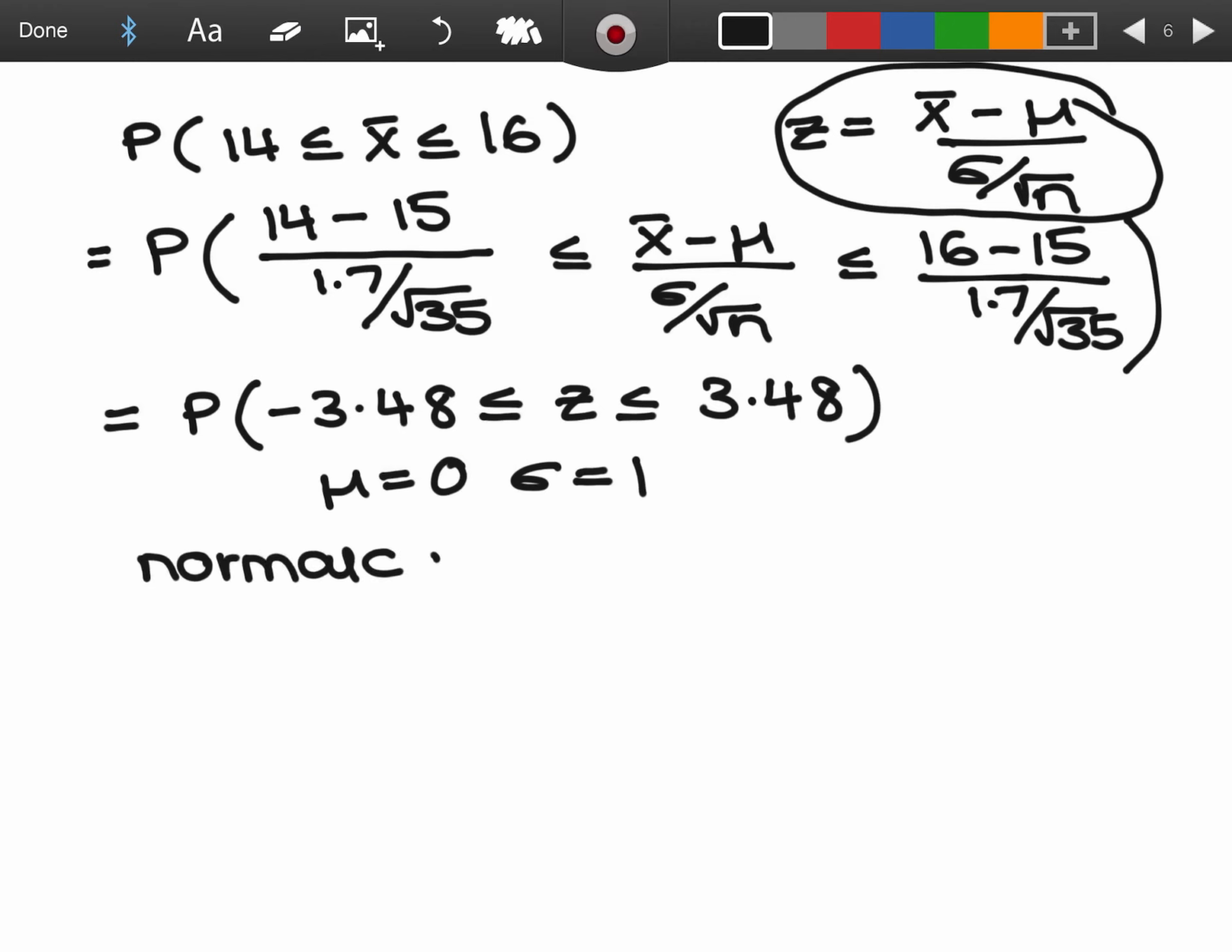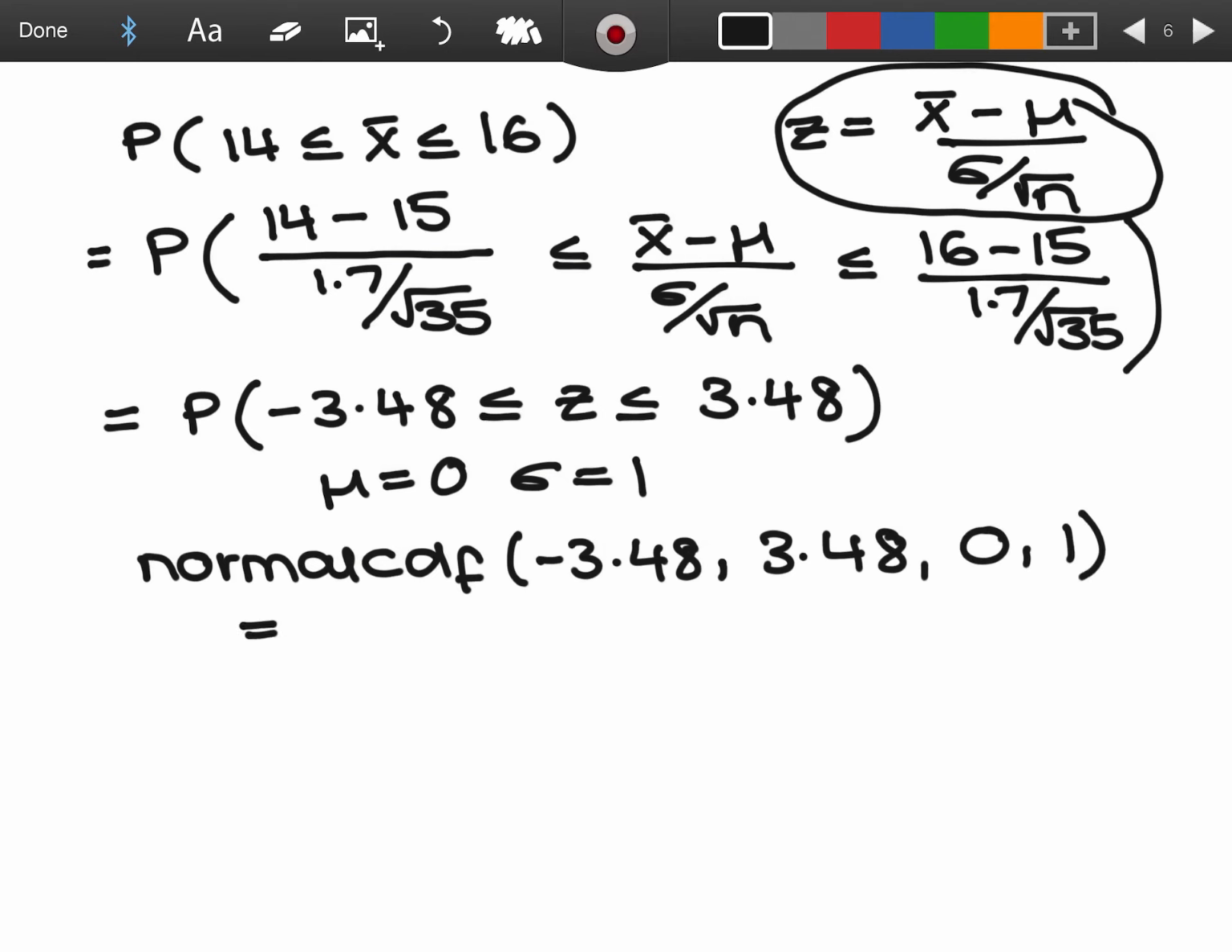So I can now go ahead and plug into my calculator, normal CDF. My lower bound is negative 3.48, upper bound is 3.48, mean of 0, standard deviation of 1. And you should come out with 0.9995. Okay, that makes sense because you're just over 3 standard deviations or so either side of the mean here. Remember, within 3 standard deviations, we have roughly 99.7% of the data. So that's 0.997. So this makes sense with the numbers that we have.